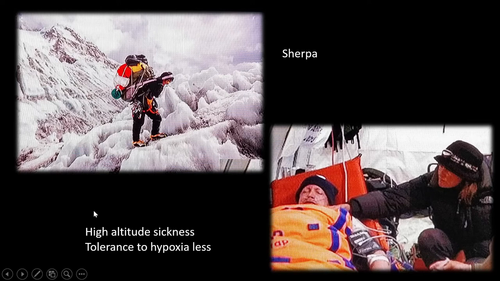So we could compare early onset FGR with the Sherpa, who is living in a hypoxic condition for a long time and hence has good adaptation to hypoxia. Whereas someone who goes to high altitude from the plains, where the oxygen concentration is good, faces hypoxia and gets high altitude sickness because of low tolerance to hypoxia. And this is late onset FGR.